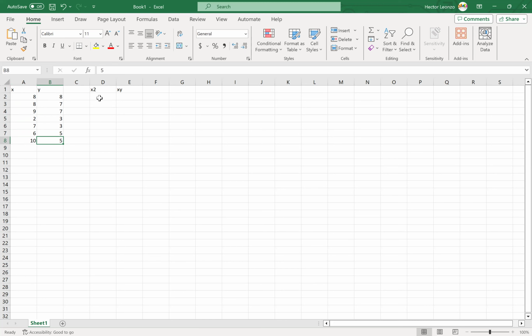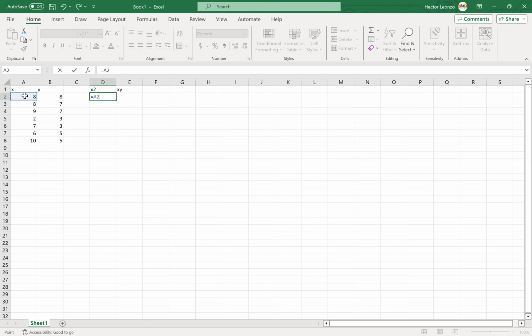And then remember, I went X squared, so I'm just gonna go equals. Remember, when I have Excel use as a calculator, I go equals, and I click on the column that has the X, and then I go times. For times, we use the little star. It's usually by the 8, and then I click on the column again. So I have A2 times A2, which is basically 8 times 8. I press enter, and it tells me 64.